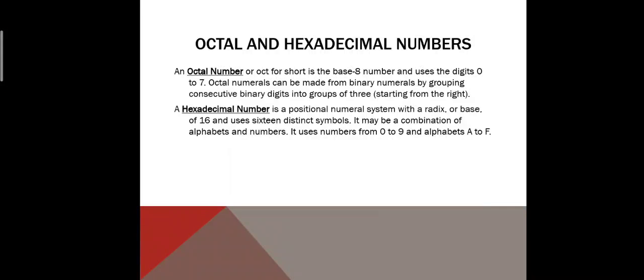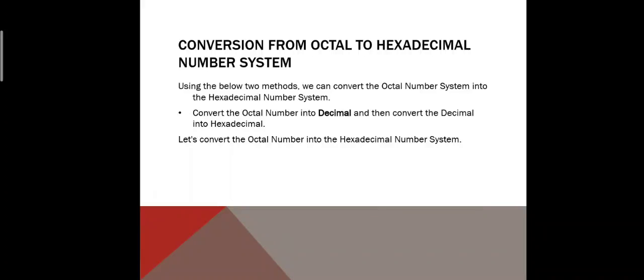It uses numbers 0 to 9 and alphabets A to F. So, sa octal number, base 8 siya, and yung digits ay simula 0 to 7. Sa hexadecimal naman, ang base niya is 16, and yung bilang niya is 0 to 9, and yung alphabet na to is ang A to F. So, A equals 10, B equals 11, C equals 12, D equals 13, E equals 14, and F equals 15. So, yan. Next. Conversion from octal to hexadecimal number system.